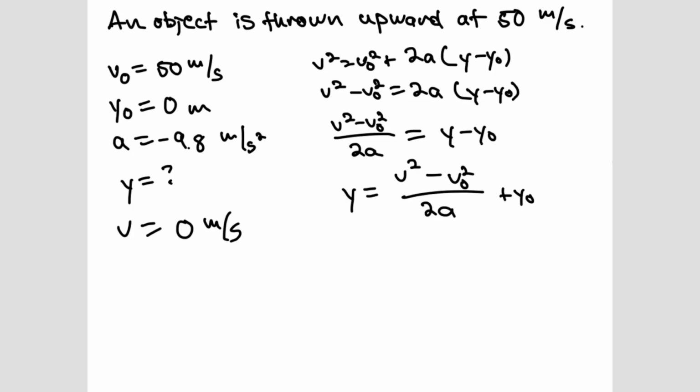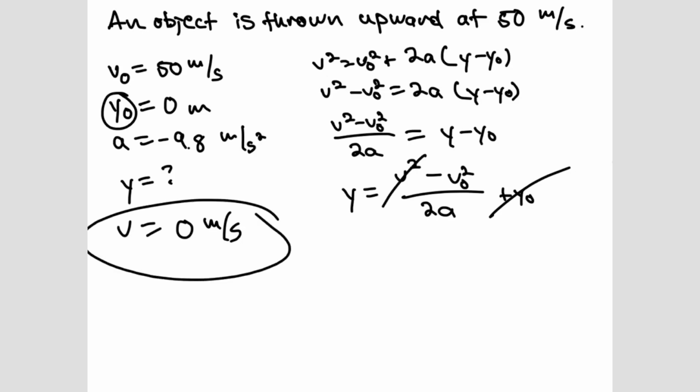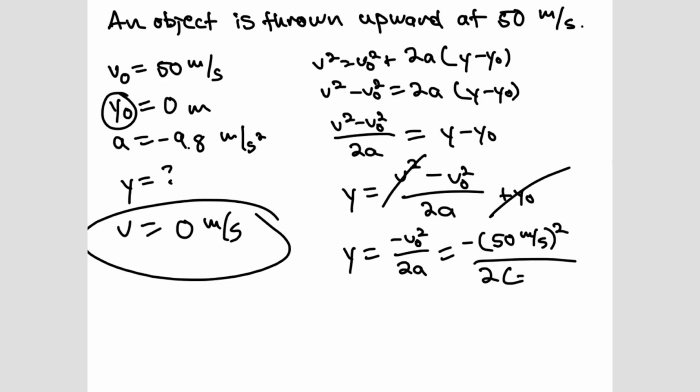However, before I do that, there are some handy things I can do. In this case, our initial height is 0, so I can just cancel that term out. The final velocity is 0, so I can cancel that term out too. So this is really just y is equal to negative v naught squared divided by 2a, which is equal to negative 50 meters per second, squared. It's important to keep that negative on the outside, by the way, or else you end up getting a negative answer, because on the bottom is negative 9.8 meters per second squared.